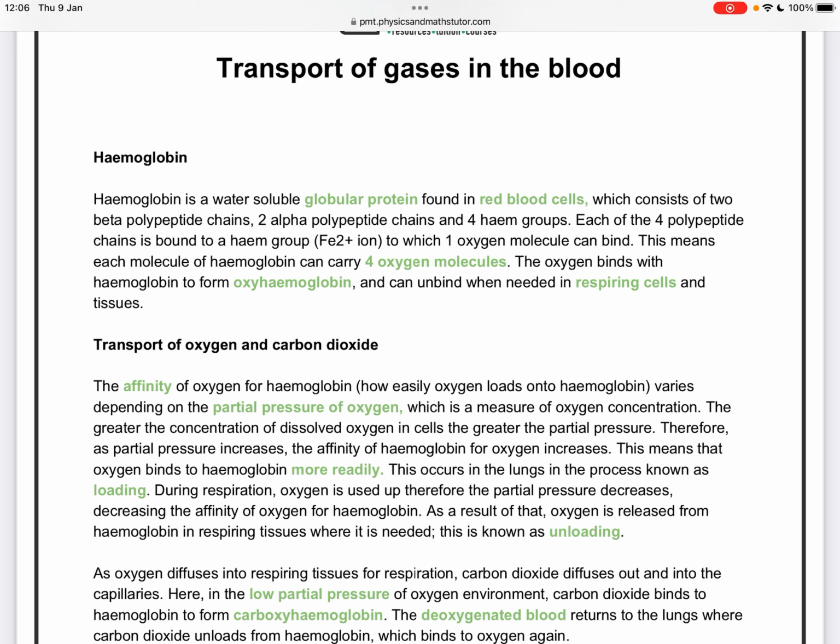Let's go. Hemoglobin. Hemoglobin is a water-soluble globular protein found in red blood cells which consists of 2 beta polypeptide chains, 2 alpha polypeptide chains, and 4 heme groups. Each of the 4 polypeptide chains is bound to a heme group, an Fe2+ ion, to which one oxygen molecule can bind. This means each molecule of hemoglobin can carry 4 oxygen molecules. The oxygen binds with hemoglobin to form oxyhemoglobin and can unbind when needed in respiring cells and tissues.